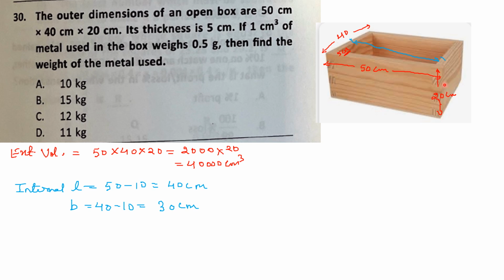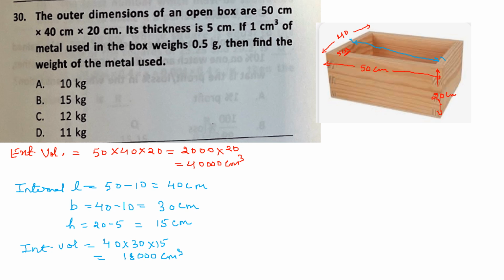Now for height, you can see the box is open, isn't it? So thickness will be only on one side because the box is open. We can't subtract the thickness from both sides. So height will be 20 minus 5. If it is given that the box is closed, then again you have to subtract 5 from both sides. But here it is given it is open. Now the internal volume will be 40 into 30 into 15, which gives you 18,000 centimeter cube.